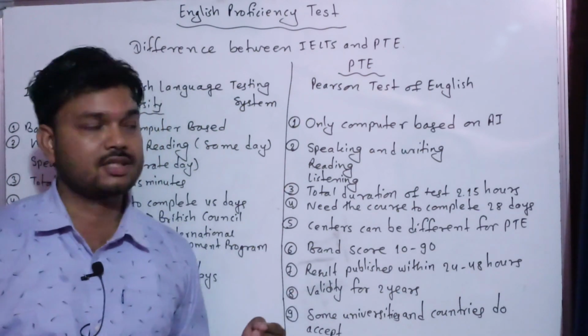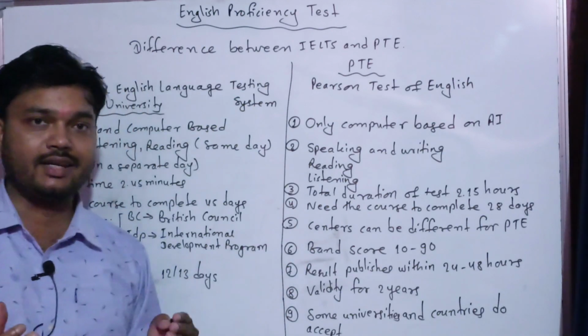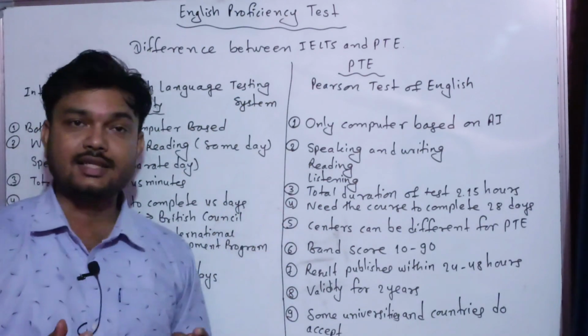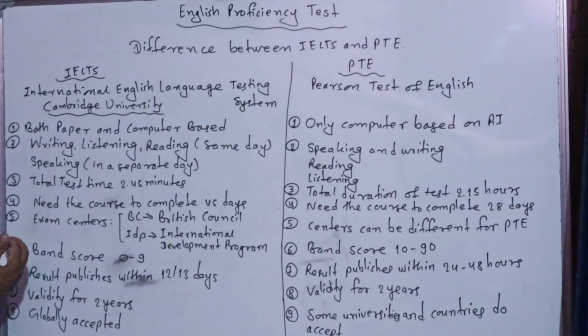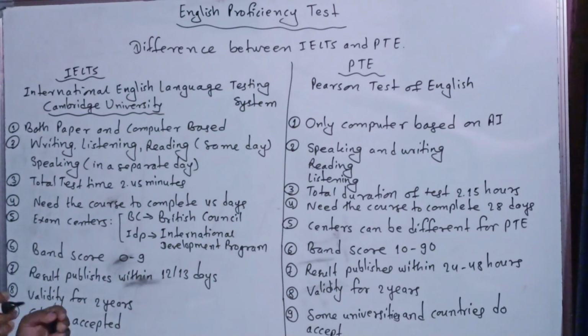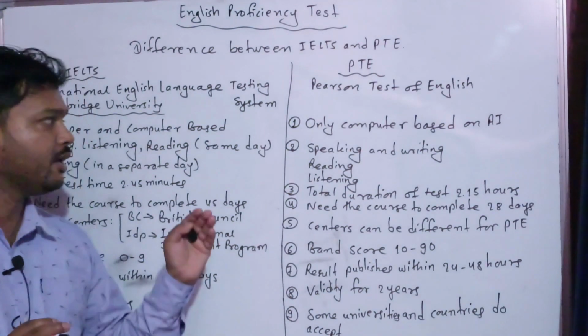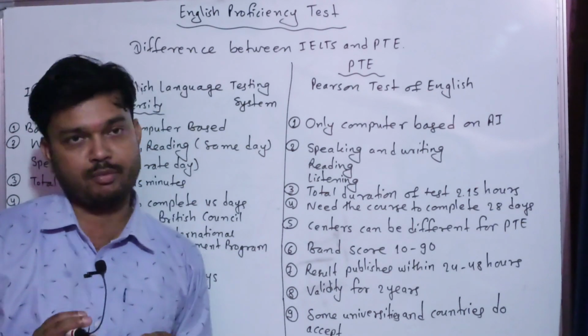If I talk about PTE, speaking and writing have a combined score. Reading and listening also happen sequentially, one by one. The test time duration for IELTS is 2 hours and 45 minutes, but for PTE it's 2 hours and 15 minutes.